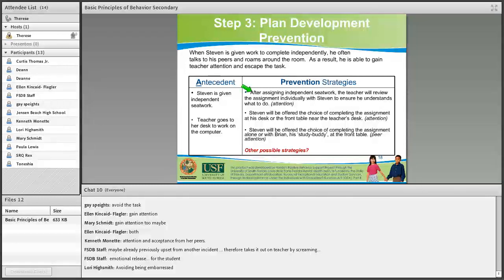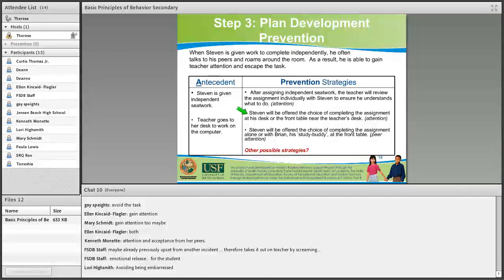So we're actually getting a couple birds with one stone there. The student is getting attention from the teacher, which is one of the things we think that he's getting from that problem behavior. So we're giving him a better way to get attention. We're also addressing the possibility that, well, maybe he doesn't understand what's being asked of him. So now we're providing a way for him to ask questions and make sure he can complete the task we're asking him to do. So that's one possible strategy.